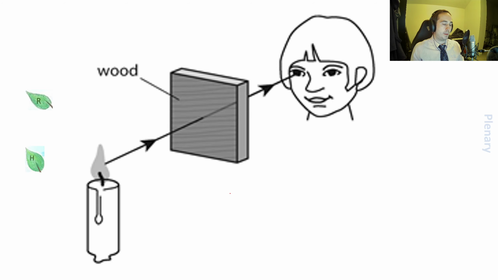Again, what's wrong with this one? Hopefully you should realize that there wouldn't be a light ray at all on this side of the wood because it is absorbed by the wood, okay, because the wood is opaque.